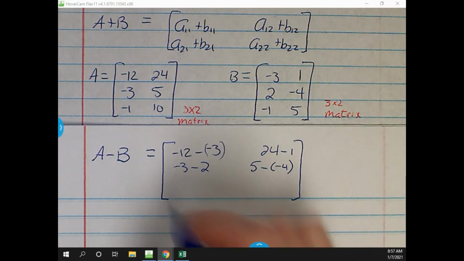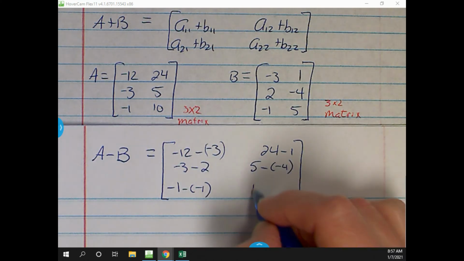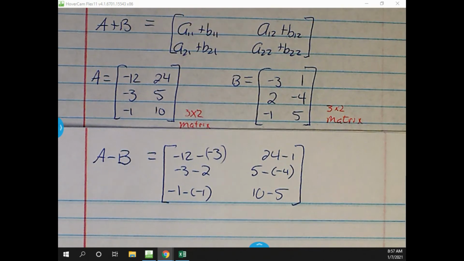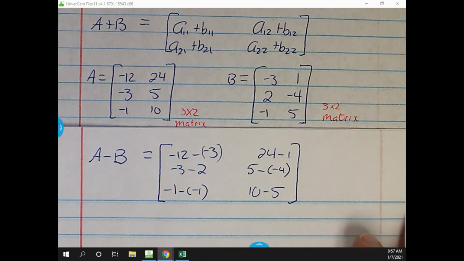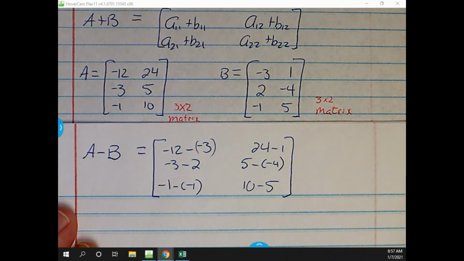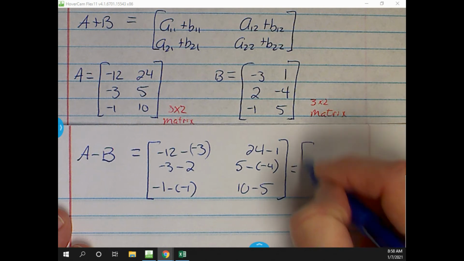-1 minus -1. And then 10 minus 5. Okay, now, again, if you think you can keep up with it in your head, that's fine. But usually with subtraction, from what I've seen over the years of doing this, when people can do addition in their head, because it's pretty straightforward, subtraction with that extra minus in the sign in the middle, sometimes people kind of get a little off track. So I would say write that one out just to be on the safe side.